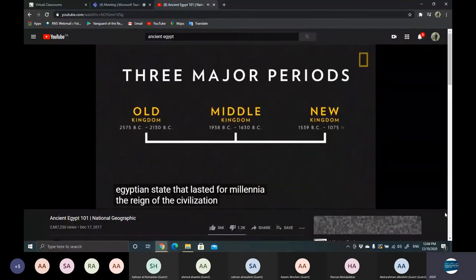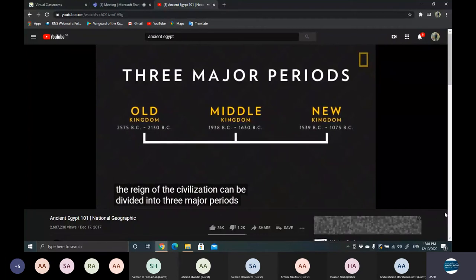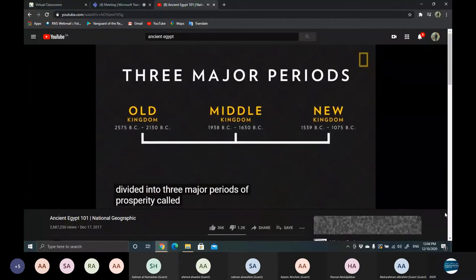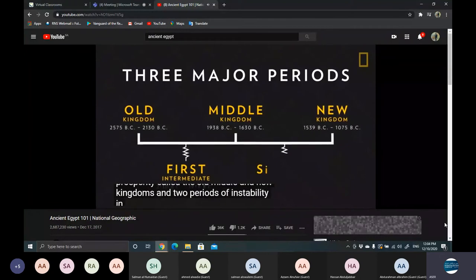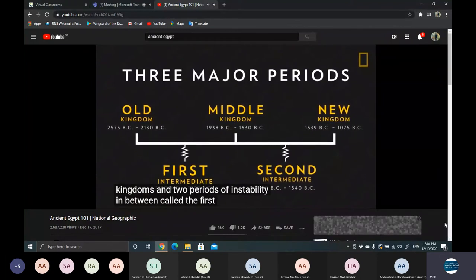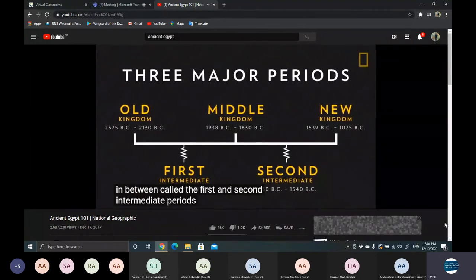The reign of this civilization can be divided into three major periods of prosperity, called the Old, Middle, and New Kingdoms, and two periods of instability in between, called the First and Second Intermediate Periods.